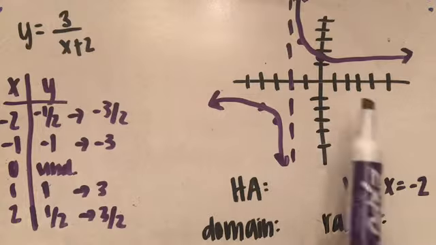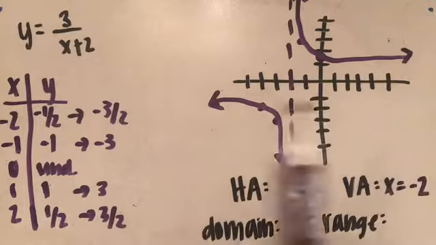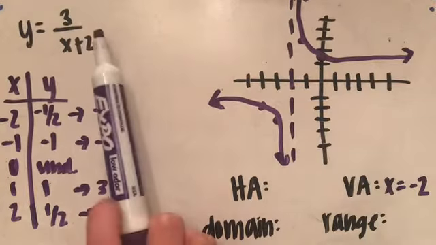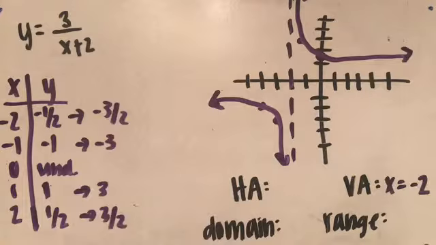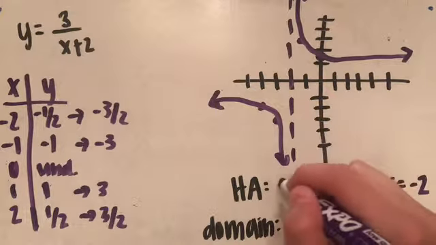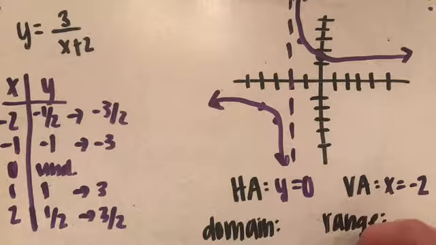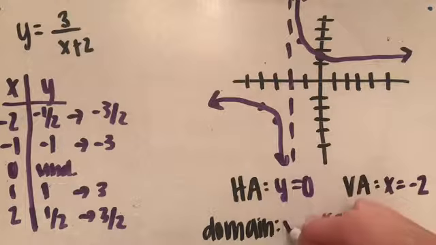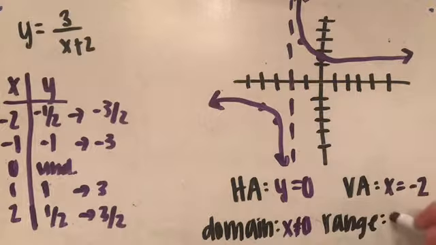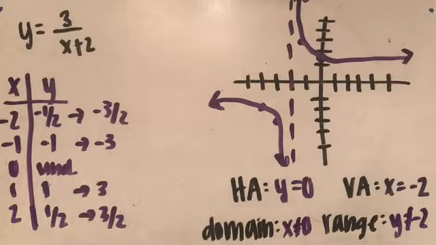Since we did not have to draw another asymptote because there was no number in the k position, the horizontal asymptote will just be y equals 0. Then for our domain and range, it is always the number from the asymptote, but it cannot be that number. So the domain, x cannot be -2, and the range, y cannot be 0.